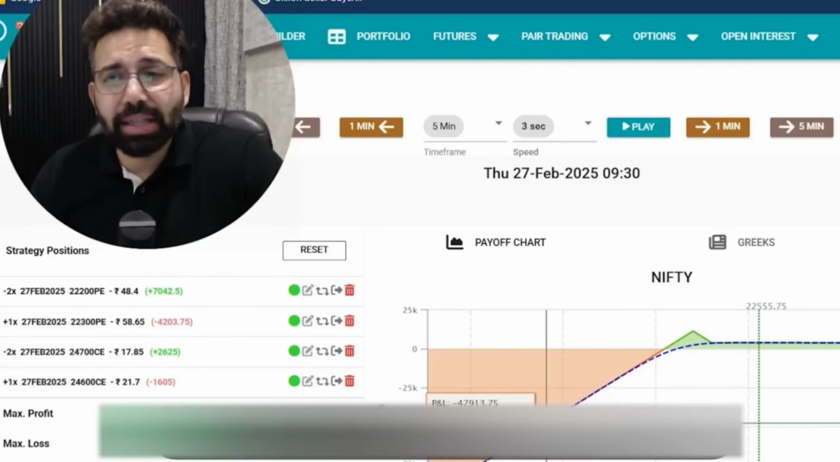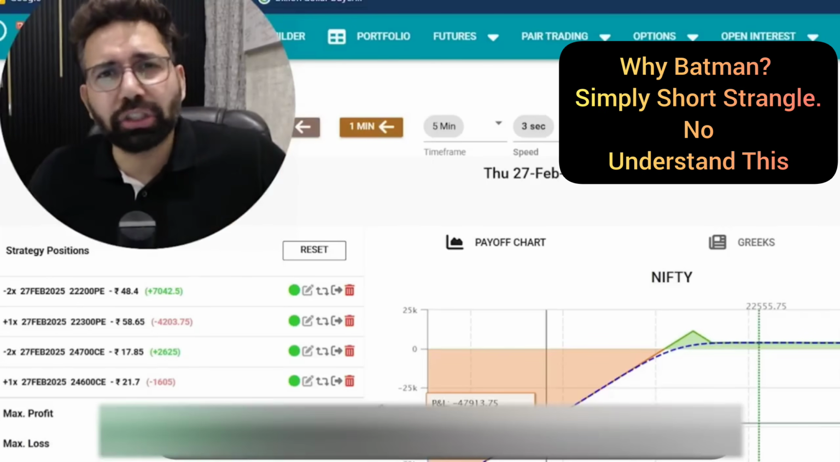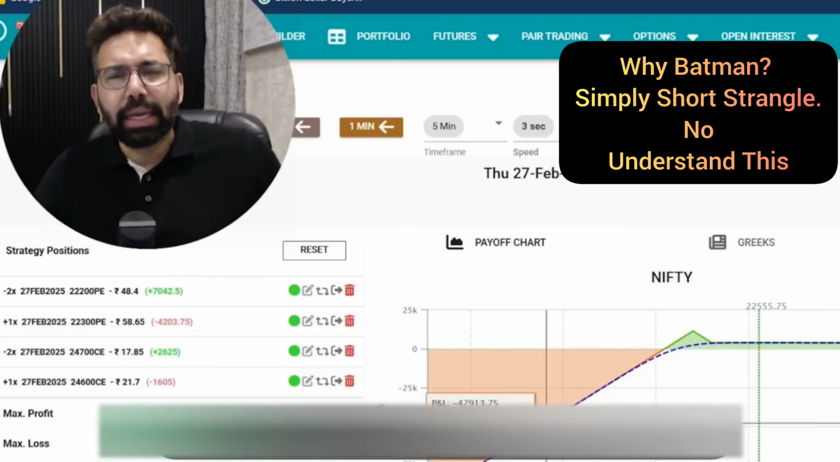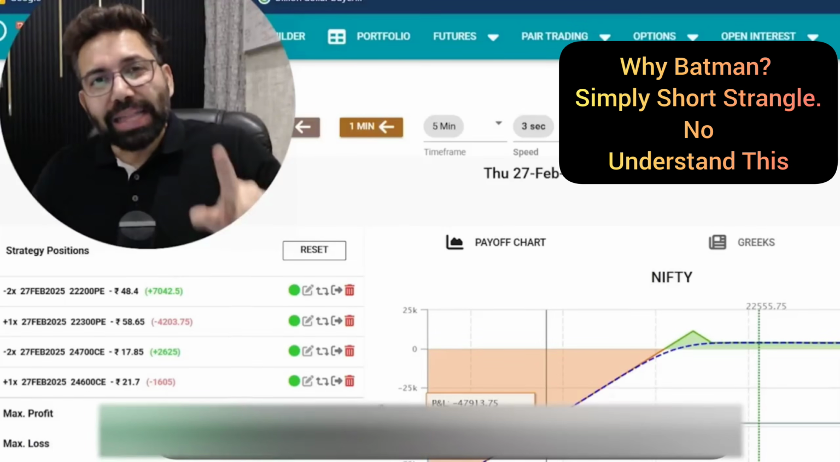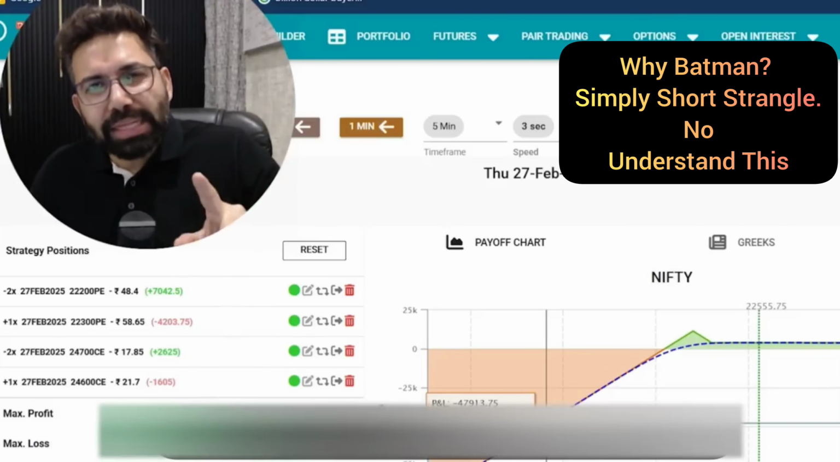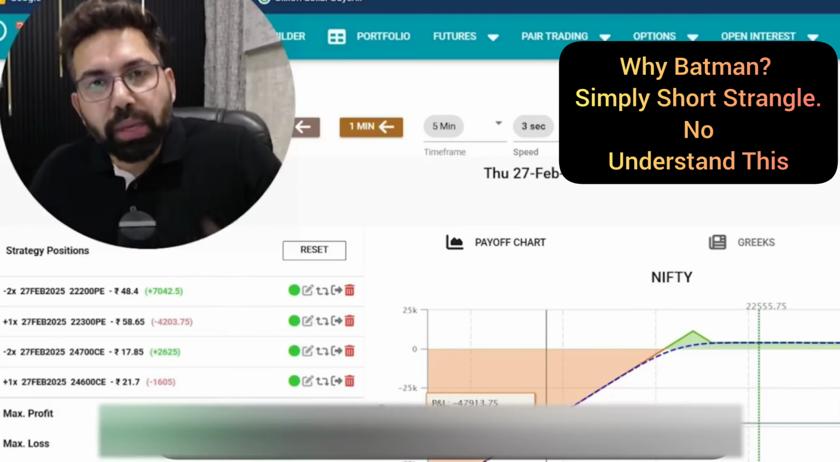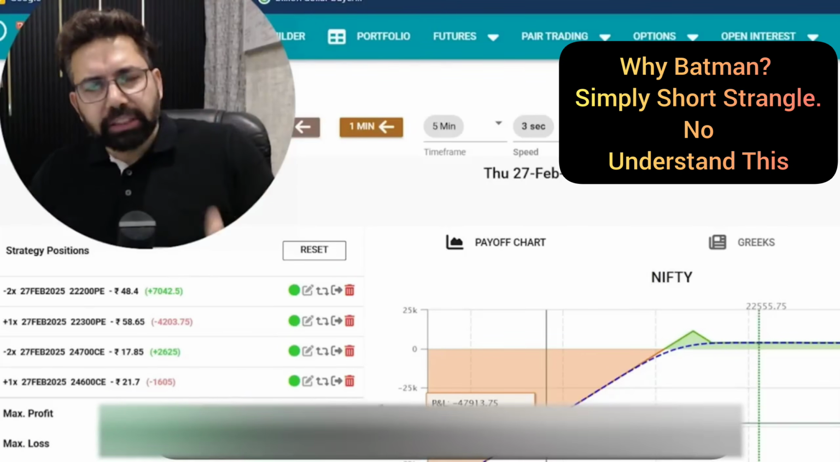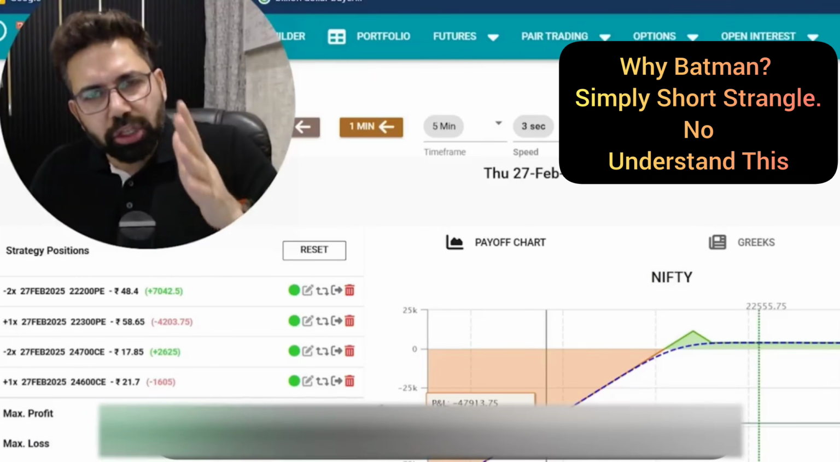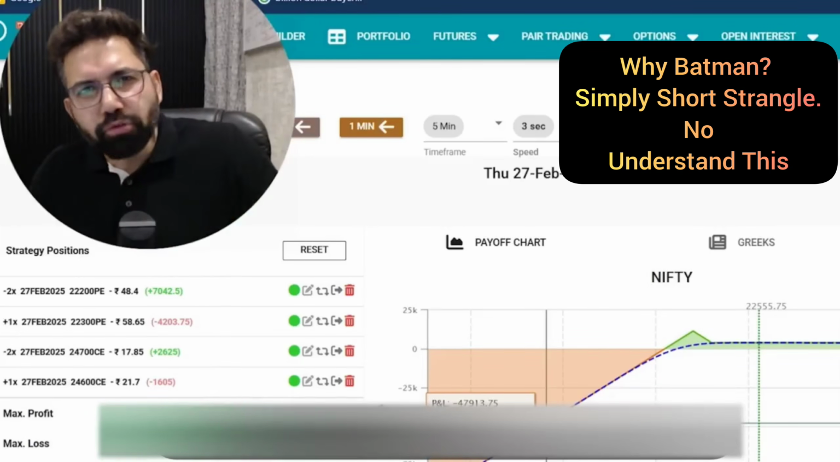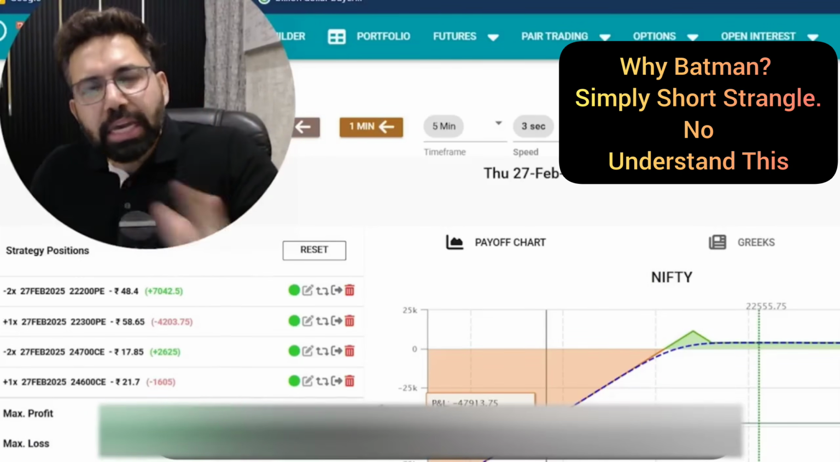Now you may say, why is Batman better than a short strangle? They both are theta decay. They both are giving you a long range. So what's the benefit of that? There is a big difference, because let me tell you, the last week of the month is the most volatile week. Market expires on Thursday. Suppose you are in the trade on a Tuesday, for example, and there are just 2 days to expiry, and the market gives you a move, gamma is going to kill your trade.